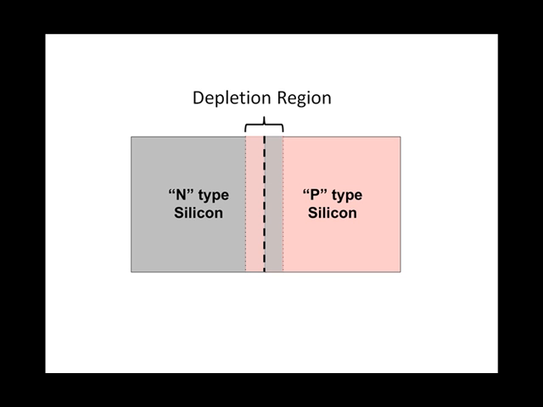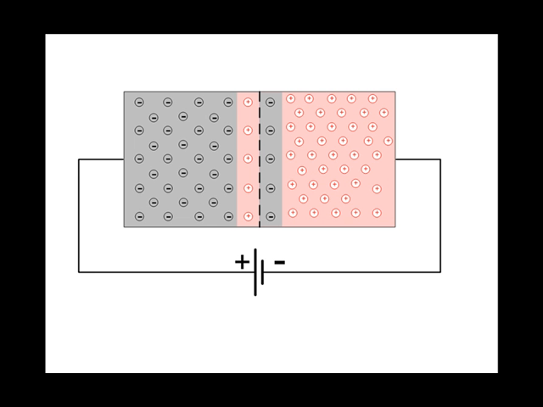electrons will flow from the negative side of the battery into the P-type material, and the positive side of the battery will pull electrons out of the N-type side. Notice what that does. Those electrons that are injected into the pink side, the P side, will travel over to the junction and further increase the size of the depletion zone.